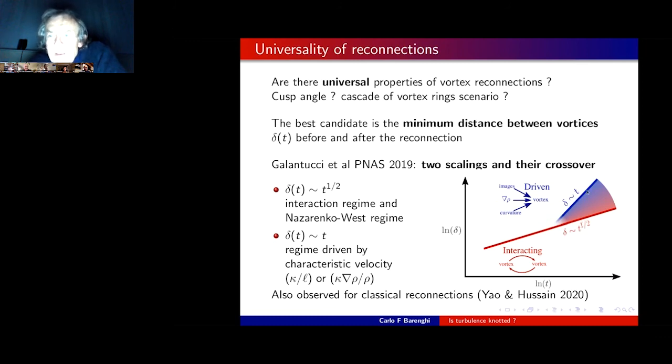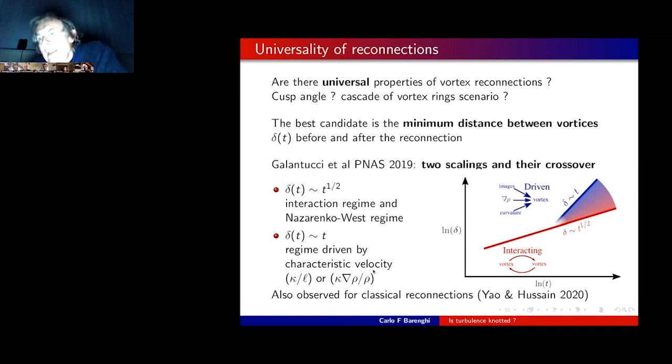So the question I understand is the meaning of these two regimes. Okay. This linear regime is seen, for example, when there is a relatively straight vortex line which is hit by a rapidly moving vortex ring. So this scaling comes about essentially in line-ring collisions or when the motion of the vortices is induced by density gradients like delta rho divided by rho.